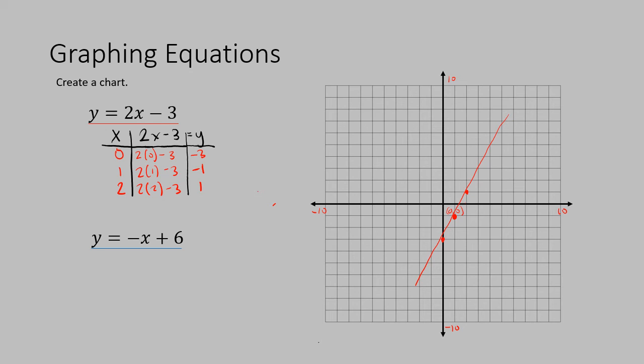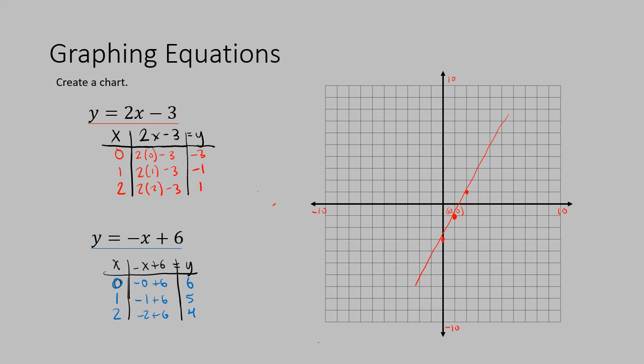Okay, now we can do the same thing for this other equation. This is negative x plus 6, and whatever comes out of that is y. So let's plug in the same numbers. Let's use blue for this. We're going to plug in 0, 1, and 2. So we get negative 0 plus 6, that's just 6. Negative 1 plus 6, that's 5. Negative 2 plus 6, that's 4.